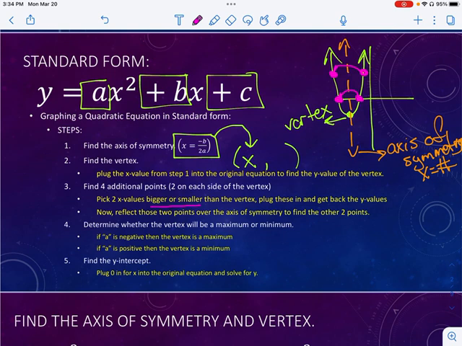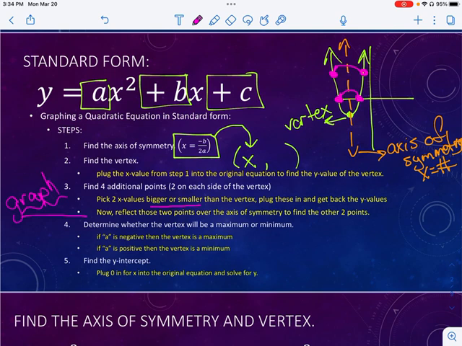Now, when you are done with step 3, this is where you should be looking at a graph of your quadratic. Okay, so when you're done with 1, 2, and 3, you should be able to graph it. The rest of this is just some extra things that we look at.